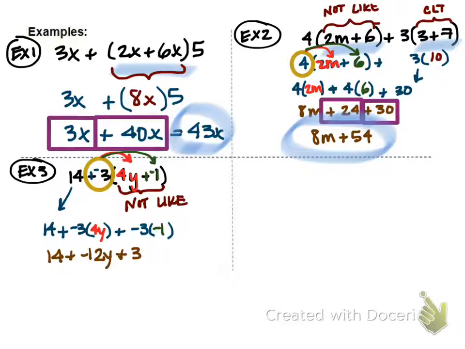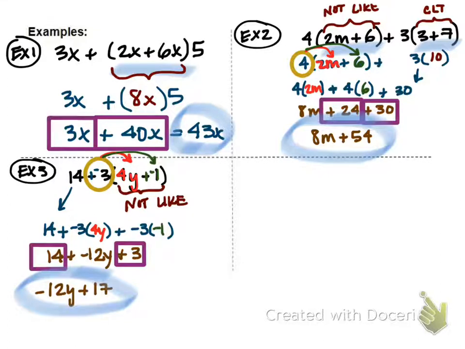And now we're going to go ahead and combine some like terms. I take a look, and the 14 and the +3 are the two pieces I see that are alike. And the -12y is all by itself. Now, knowing that I want to put this in alphabetical order, I am going to put the -12y first, and then add 14 and 3 together to get 17. So my answer is -12y plus 17.